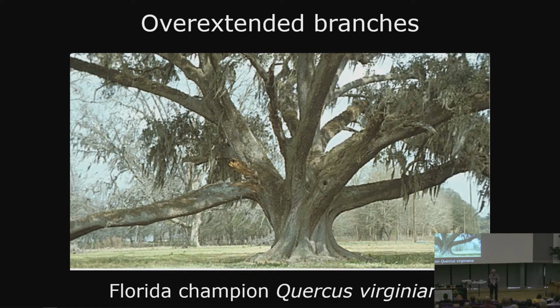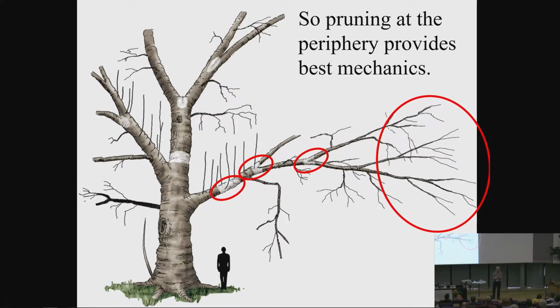So here's the Florida champion of Quercus virginiana. It's about 13 feet in diameter, more or less, 12 and a half, 13 feet in diameter, and it broke. So what we think this research suggests is that reducing at the periphery, working the periphery back, is going to prevent that wood from moving around.